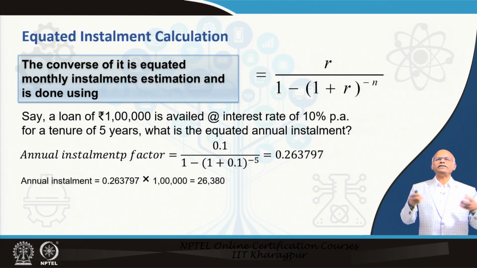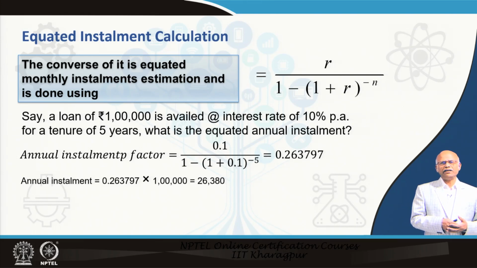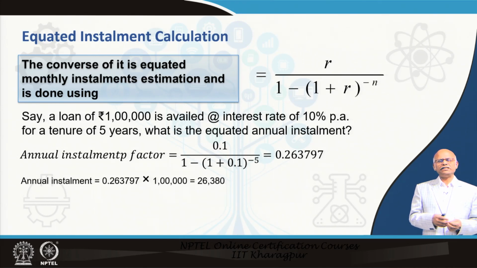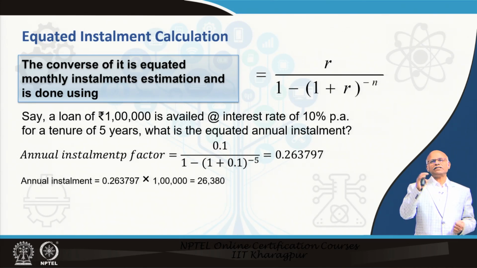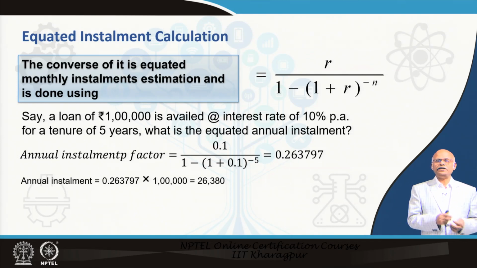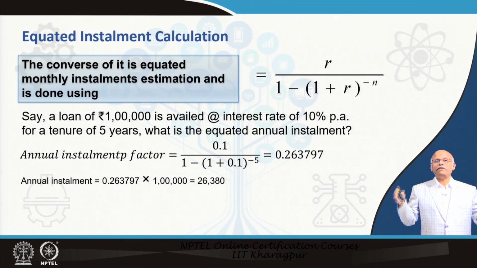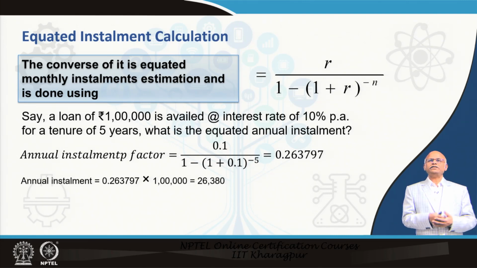Now, if you want to make it a monthly installment payment calculation, then the value of R will not be 10%, because it has to be on a monthly basis. So, what is the interest on a monthly basis? If interest for a year is 10%, for 1 month it will be 10 divided by 12. So, 0.1 divided by 12 will be the interest rate, and the period will not be 5 years now, it will be 60 months, 5 years multiplied by 12, because we are estimating on a monthly basis.